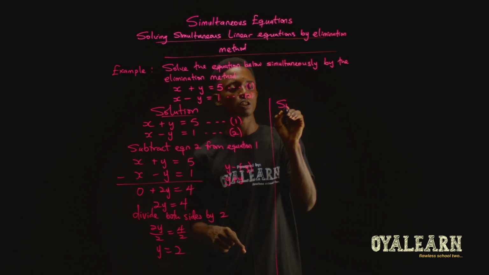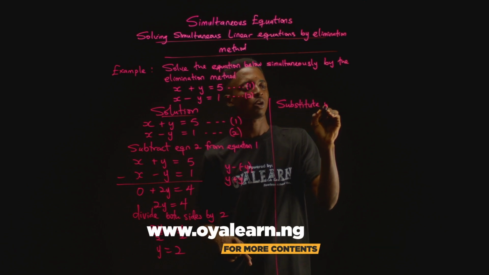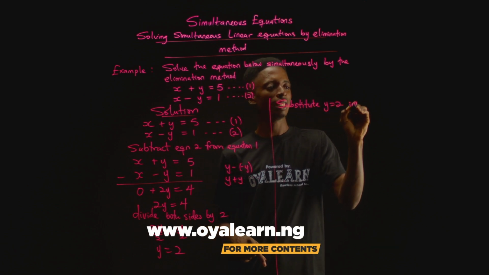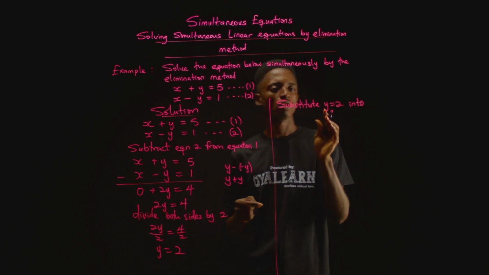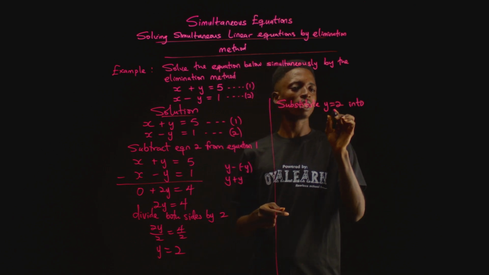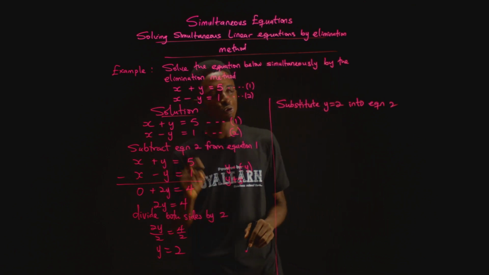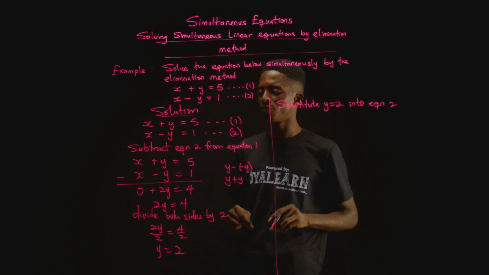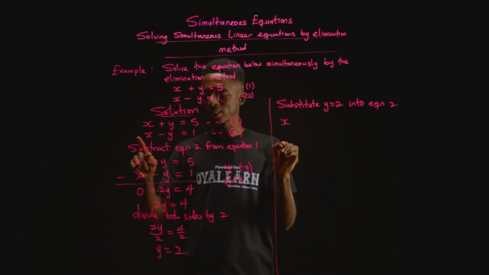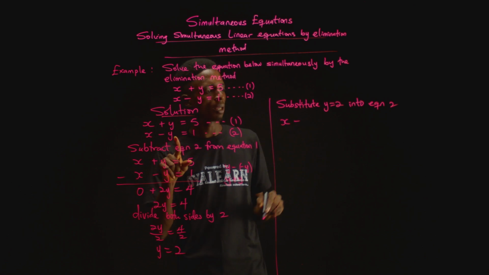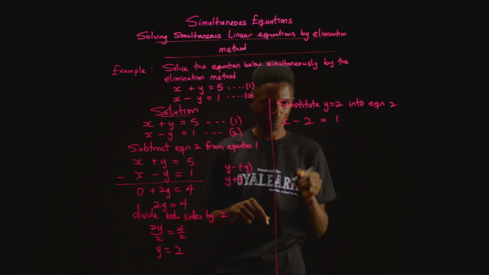Let us then substitute y equals 2 into any of the equations. So I will use equation 2. Substitute y equals 2 into equation 2. So in equation 2, anywhere I find y, I will put the value of y, which is 2. Therefore, I will have x minus, in place of y, 2 equals 1.